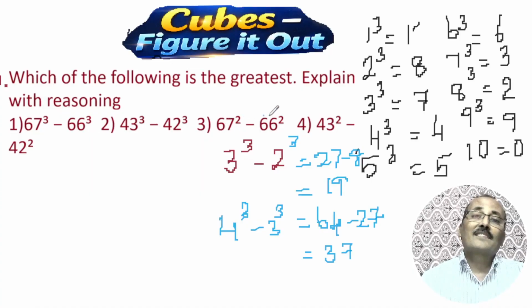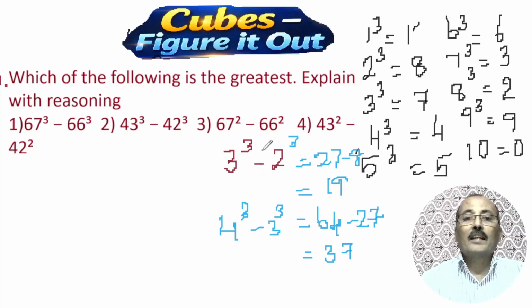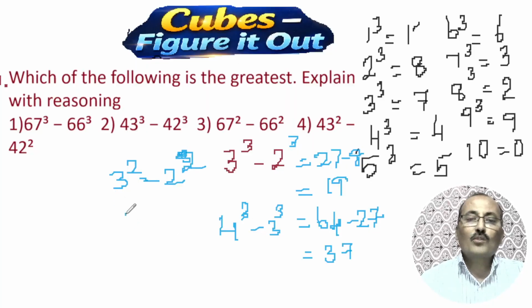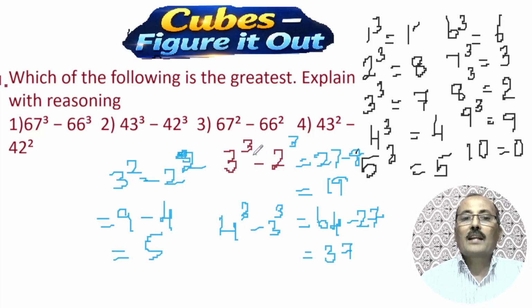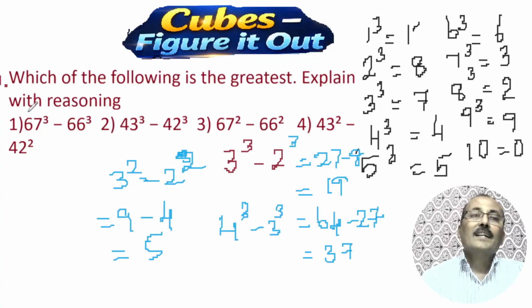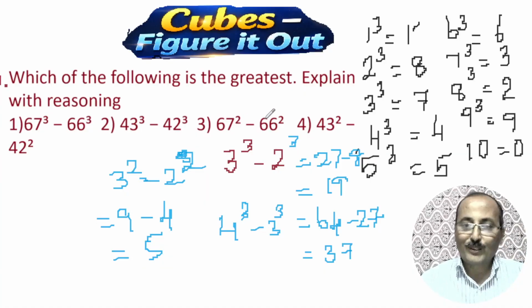One more thing they're asking, 67 square minus 66 square. How? This you have to find. Here I took two smaller numbers. In this itself I'll take 3 square minus 2 square. We have to check whether it comes lesser or greater than this. 3 square is 9 minus 4, that is 5. Hence, it is smaller than 3 cube minus 2 cube. Hence, 67 cube minus 66 cube must be larger than this one. That means this is smaller. Are you clear? We'll go to the next question.